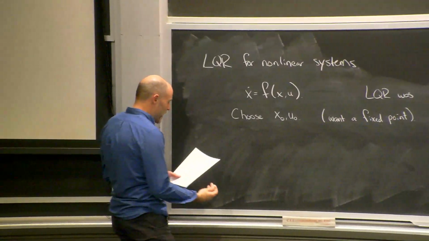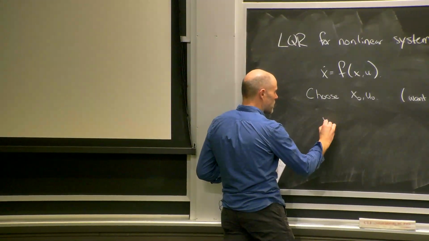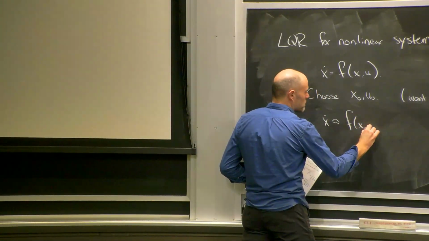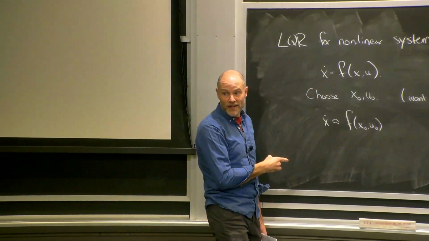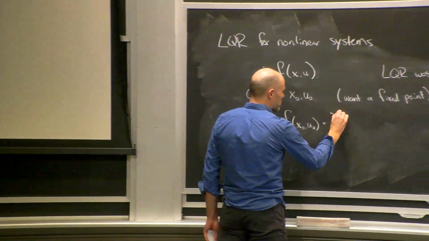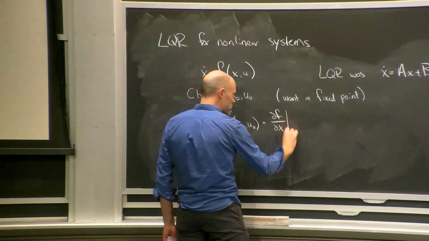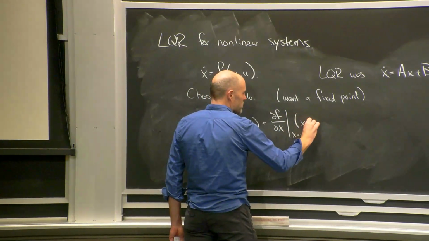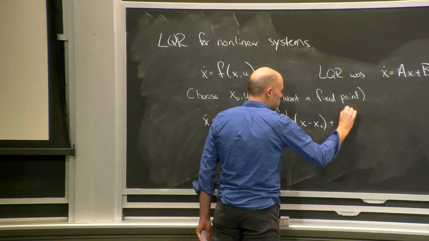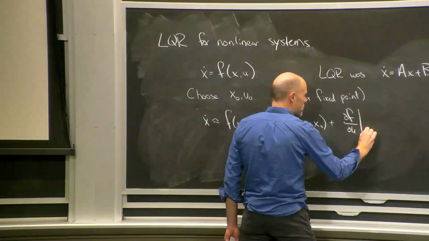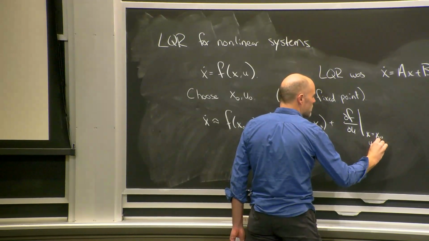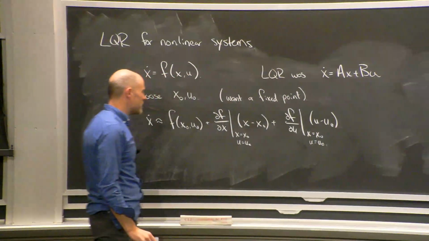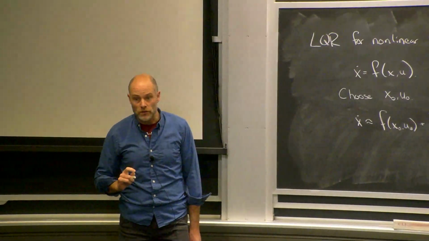Okay. And then the mechanics are things you know. So I'm going to say that x dot is approximately f evaluated at that nominal point, plus the gradient of f with respect to the first argument evaluated at the nominal point times x minus x0, plus the gradient with respect to the second argument evaluated at the nominal point. Okay, that's the first order Taylor approximation of that equation.